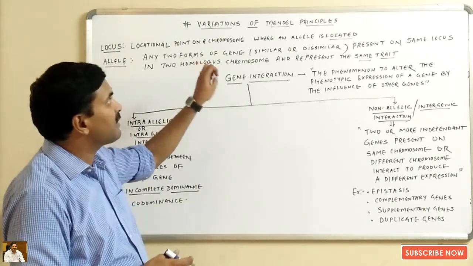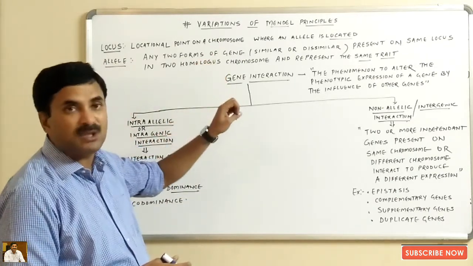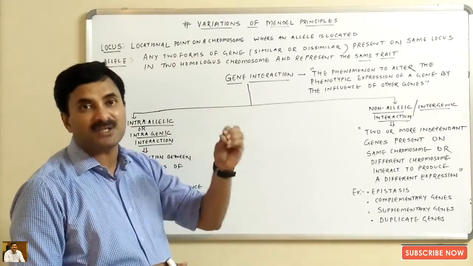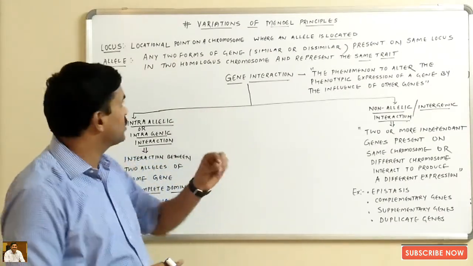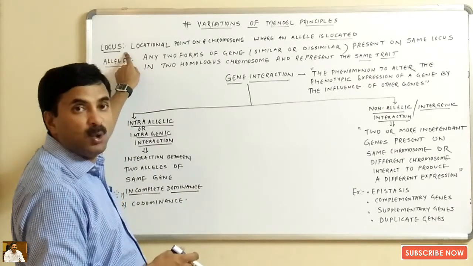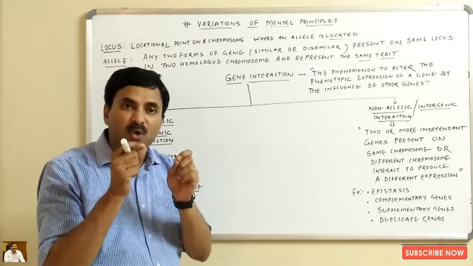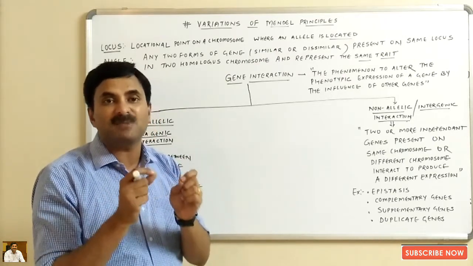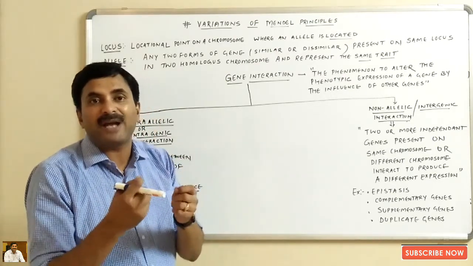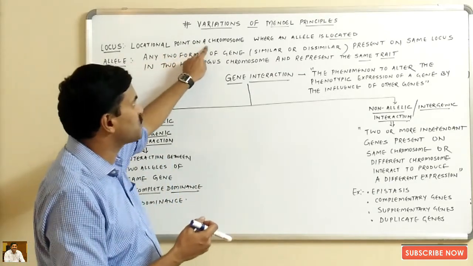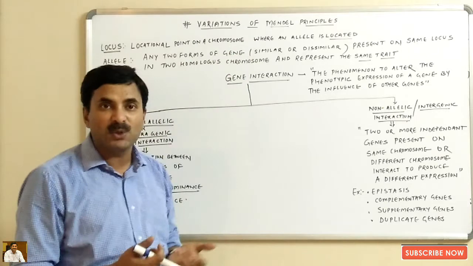But before studying the variations of Mendel's principles, you must know two terms, because I will be using these terms today in my video. The first one is known as the locus. What is locus? Locus is the point on the chromosome where the gene is present, or we can say where the alleles of genes are present. It is the locational point on a chromosome where an allele is located.